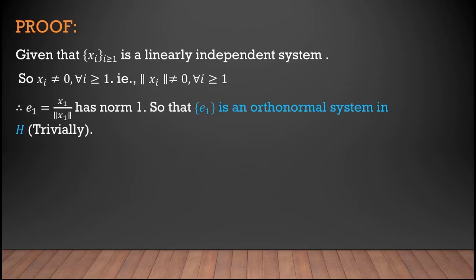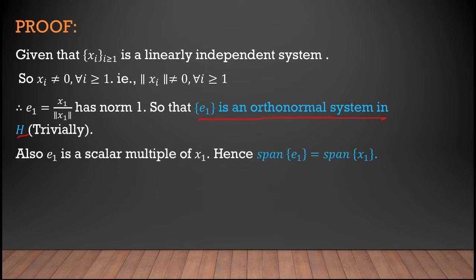So, what will be norm of e1? Norm of e1 will be norm x1 by norm x1, which is equal to 1, and because norm of x1 not equal to 0, we can say that norm of e1 equal to 1. So, norm of e1 equal to 1, therefore the singleton set {e1} is an orthonormal system in H. It is a trivial result. Any unit vector in an inner product space forms an orthonormal system as a single vector.